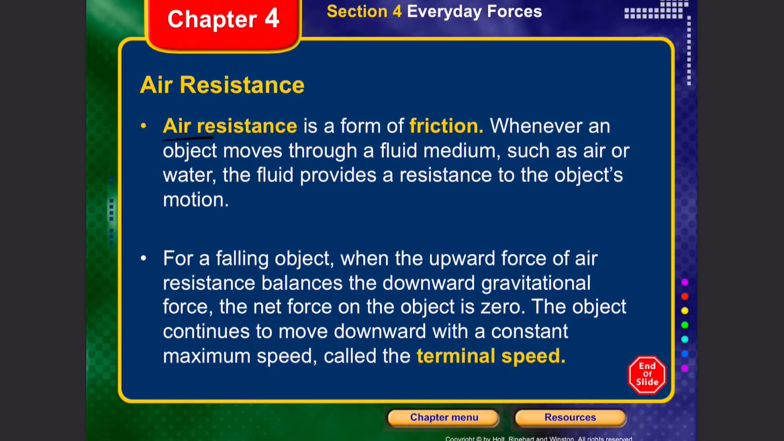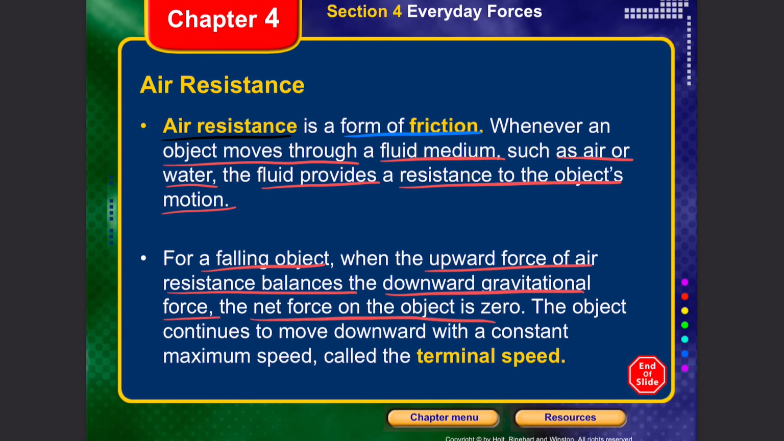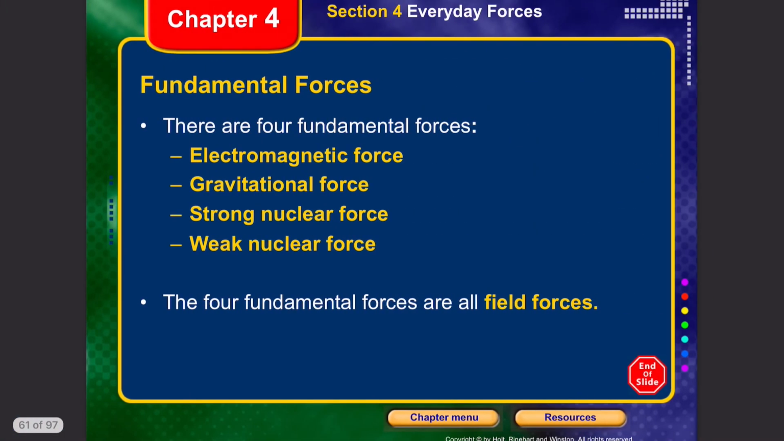Next, let's talk about air resistance. Air resistance is also a form of friction. Whenever an object moves through a fluid medium such as air or water, the fluid provides a resistance to the object's motion. For a falling object, when the upward force of air resistance balances the downward gravitational force, the net force on the object is 0. The object continues to move downward with a constant maximum speed. This speed is generally called the terminal speed.